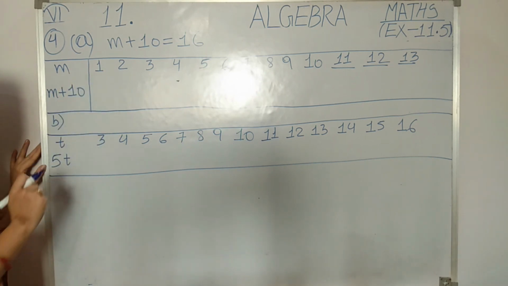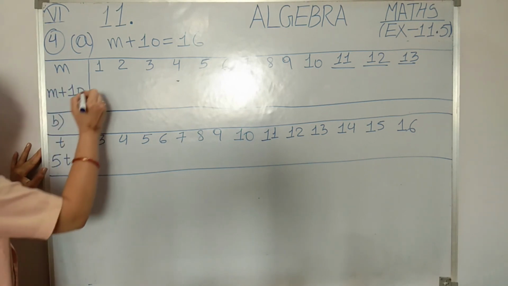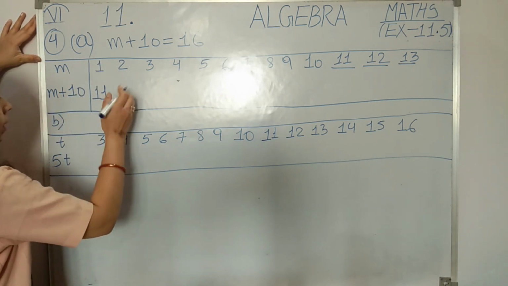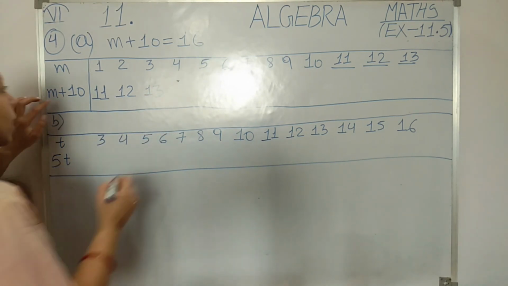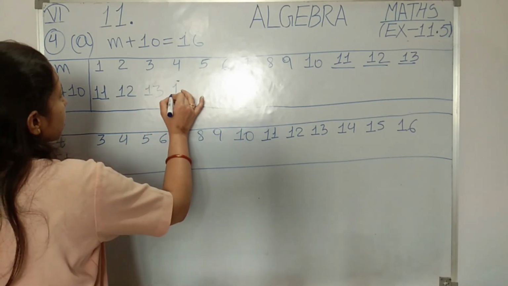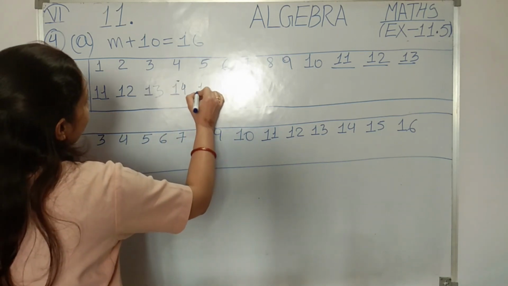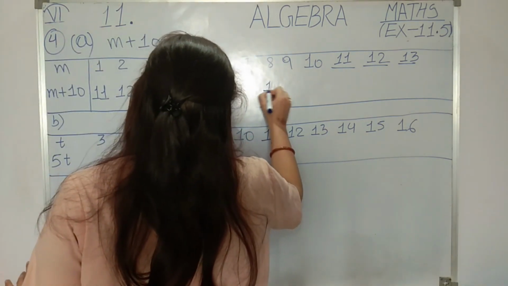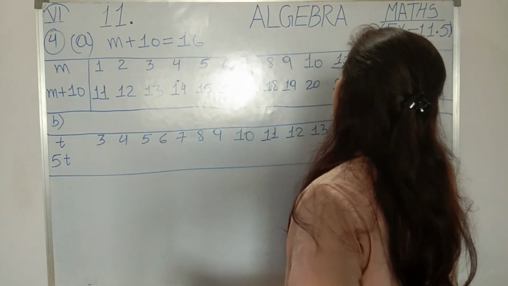Here the first value of m is given 1. Here m plus 10 means in place of m now you are going to keep 1. So 1 plus 10 how much students? 1 plus 10 is 11. In the same manner 2 plus 10 will give you 12. 3 plus 10 is 13. Understanding? Then 4 plus 10 will give us 14. 5 plus 10 will give us 15. In the same manner 16, 17, 18, 19, 20, 21, 22.